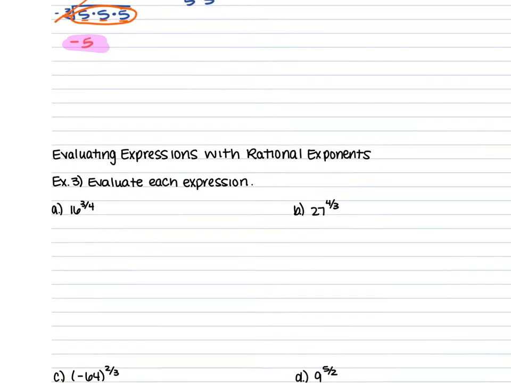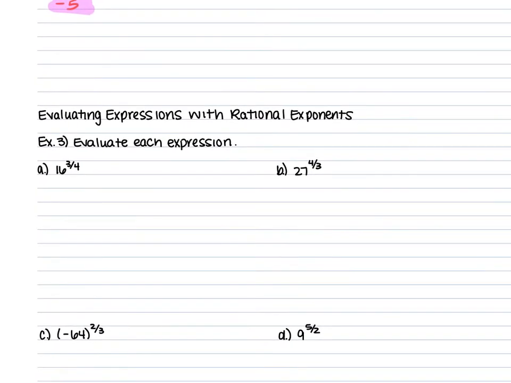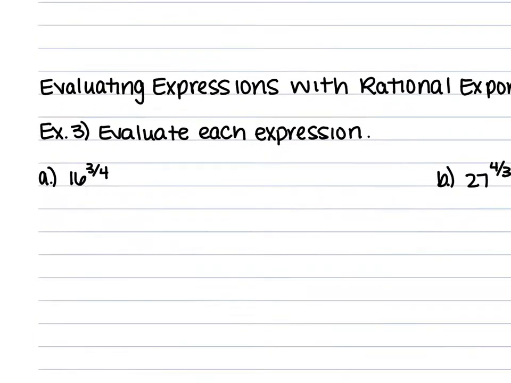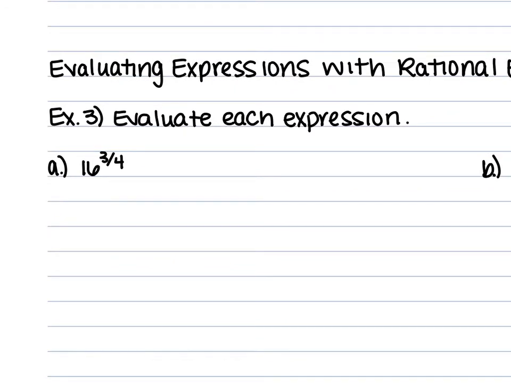If we look at the next part of our notes, we're just evaluating expressions with these rational exponents. So we just have to rewrite them first, and then simplify. So if we look at example A, we have 16 to the power of 3/4. We said that the 3, that's the numerator, is our power, and the denominator of that 4 is our index. So I'm going to rewrite this as the 4th root of 16 raised to the 3rd power.